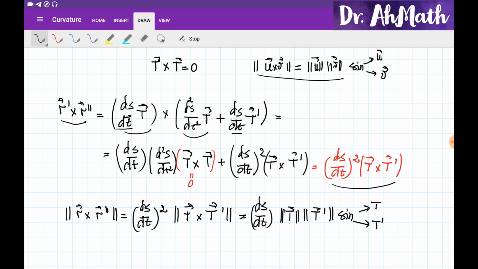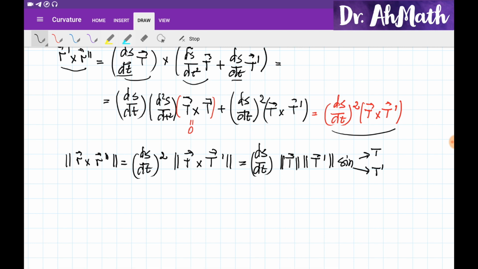So please note that when we take the derivative of the unit tangent vector, it's going to be the normal vector, and these two vectors, T and T prime, are going to be perpendicular. So that is why the angle between them is pi over 2, and the sine of the angle between them is going to be equal to 1. At the same time, the length of the unit tangent vector is equal to 1 because it's a unit vector, right? So here we have a square. So that is why it's going to be (ds/dt) squared multiplied by the norm of T prime.